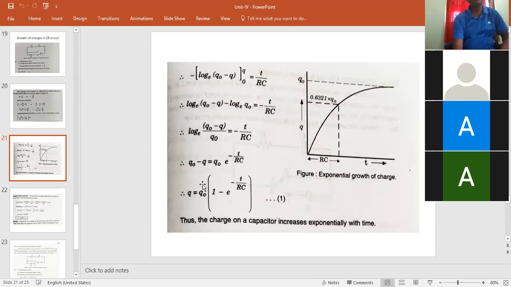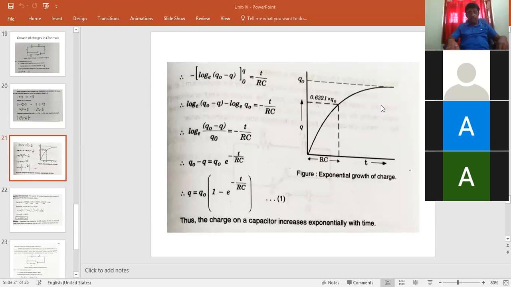So what is happening here? The charges are increasing here, up to Q0, as long as the switch is continuously in the 1 2 position. Okay. So in this situation we are getting this type of equation.